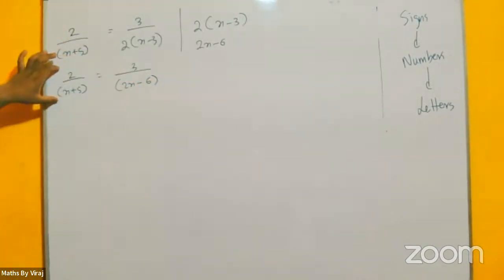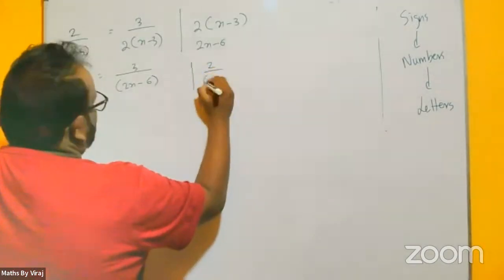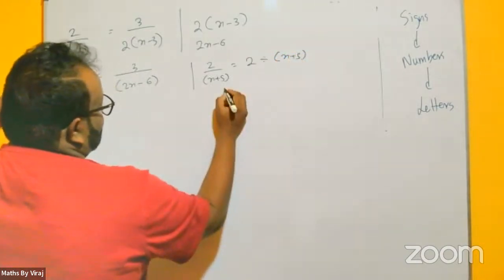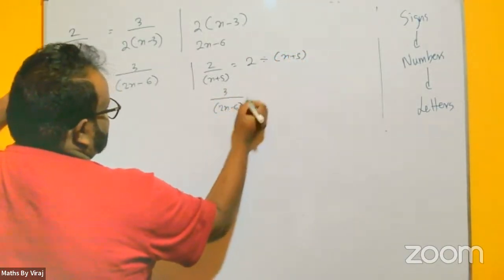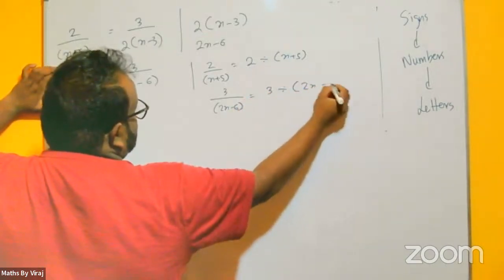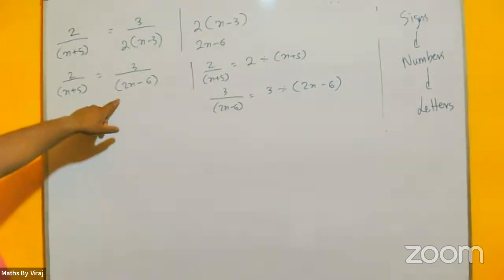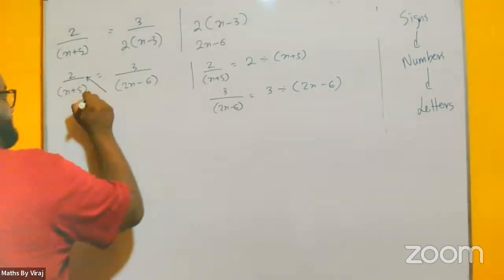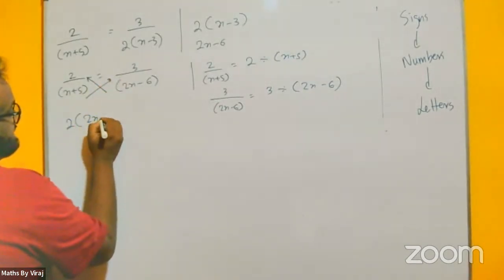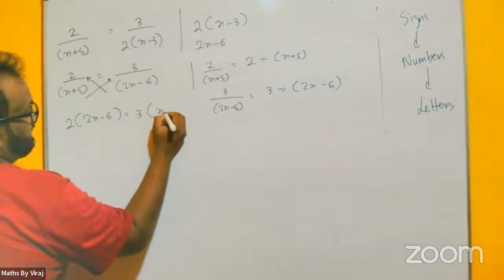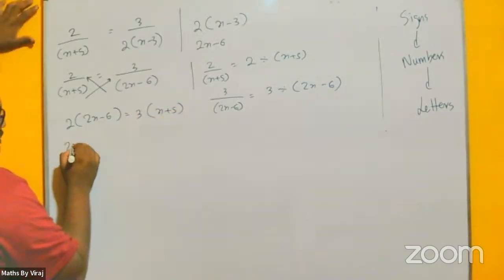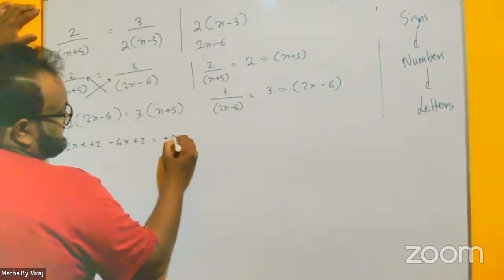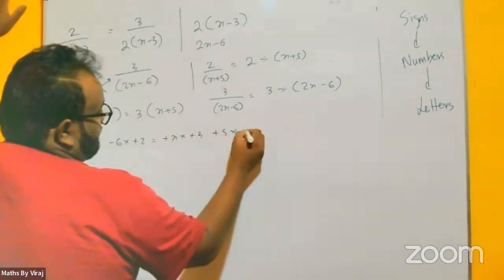Now here understand them individually. 2 upon x plus 5 is 2 being divided by x plus 5. 3 over 2x minus 6 is 3 being divided by 2x minus 6. Therefore, division, when it goes to the other side, it becomes multiplication. Division, when it goes to the other side, what does it become? It becomes multiplication. Now we write 2x plus into plus 2, minus 6 into plus 2, plus 6 into plus 3, plus 5 into plus 3.